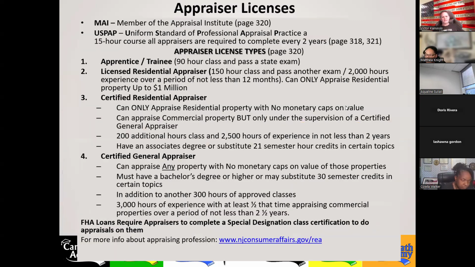All right, so here's that slide again for the different types of appraiser licenses and what they can do with those licenses. If you didn't get it yesterday, snap a pic now. It talks about MAI, USPAP, the different types of licenses and what kind of properties they can appraise. And what kind of appraiser license is required to do an appraisal?